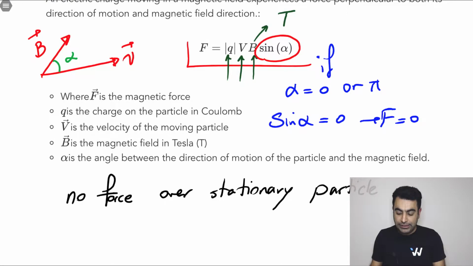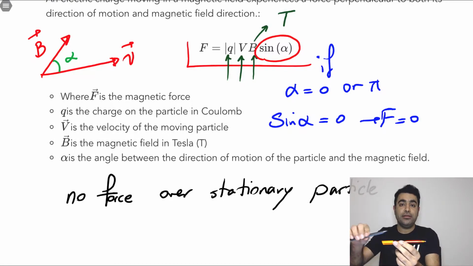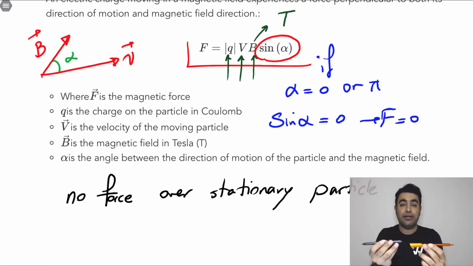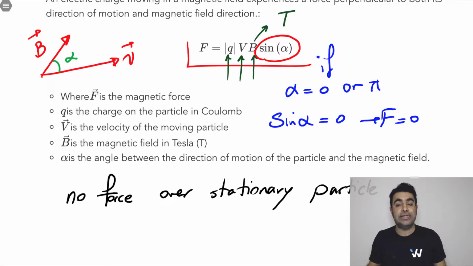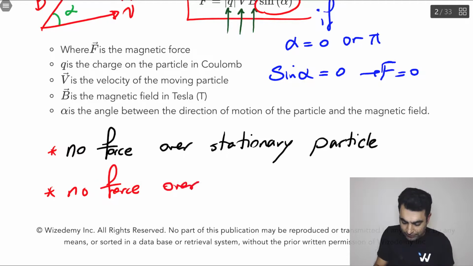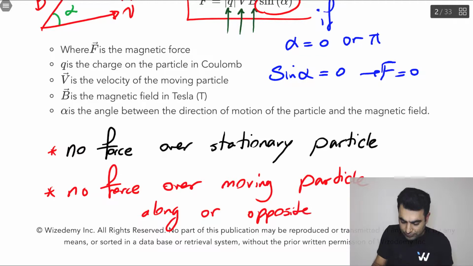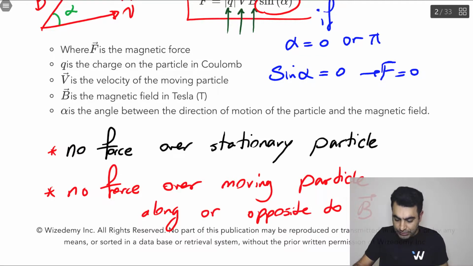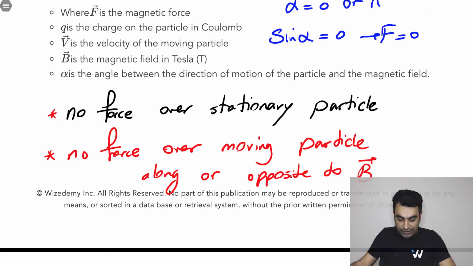Based on what we found earlier, in both cases, when the particle is moving along the magnetic field or moving against the magnetic field, this angle is going to make sine 0, and as a result there is no force acting over the particle. So that's giving me the second important statement: no force over a moving particle along or opposite to magnetic field B. In both cases, there is no force acting over the particle.